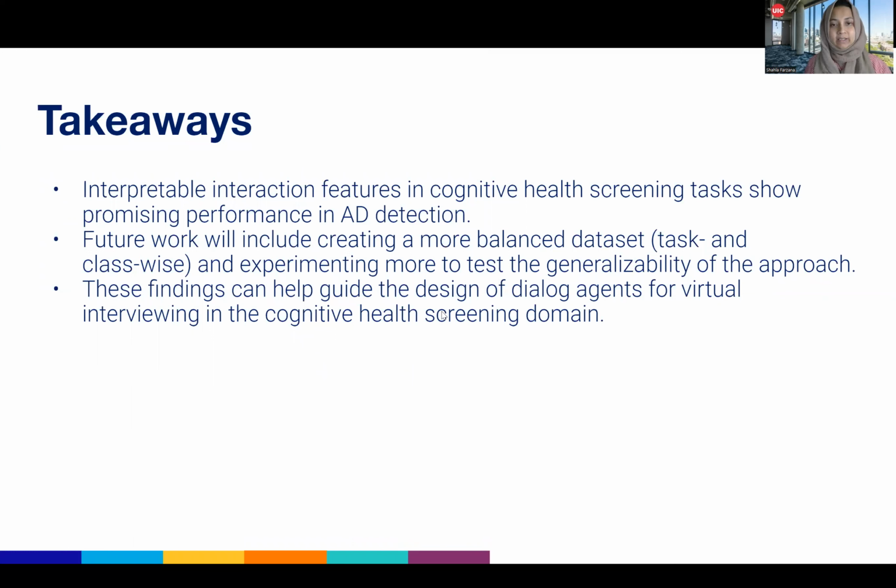So we can see that using these content-free features has given us promising results in the detection task. However, we have some shortcomings, like the dataset is not that balanced. So we would like to extend our work to create a more balanced dataset, and also experiment with the features generated with the silver DA tags, and see how these results hold for that kind of extended task-agnostic dataset.